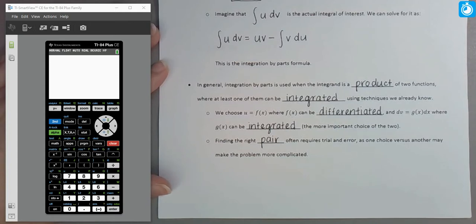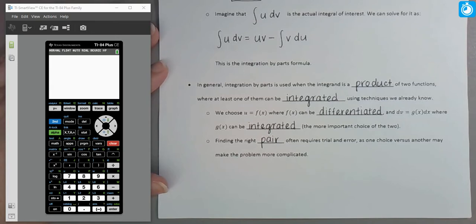And again, I want to emphasize now, it's going to require some trial and error. In a lot of cases, you'll pick a pair that originally seems like it could work. You differentiate one, you integrate the other, and yet somehow it makes the problem more challenging and you get stuck. That means more than likely that's not the pair that you need to choose in order to use this particular technique. So it's going to take some trial and error in order to figure out which function is going to be which part.